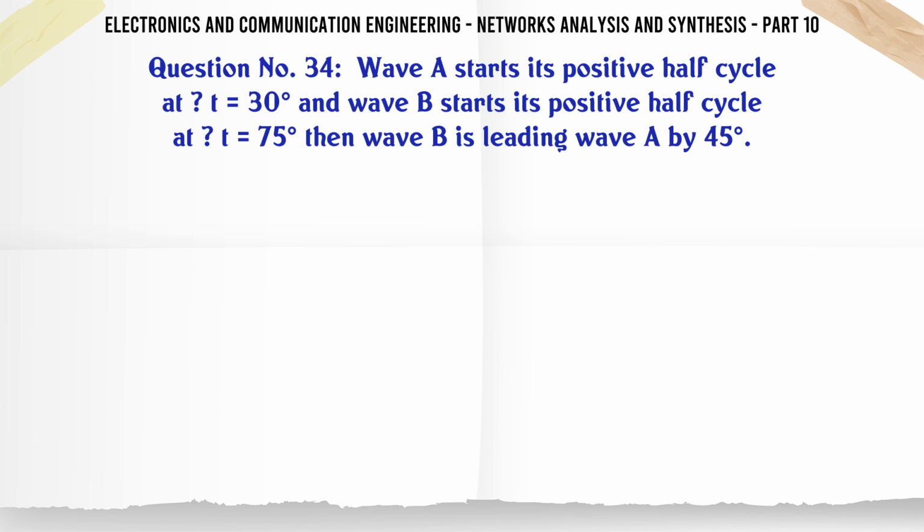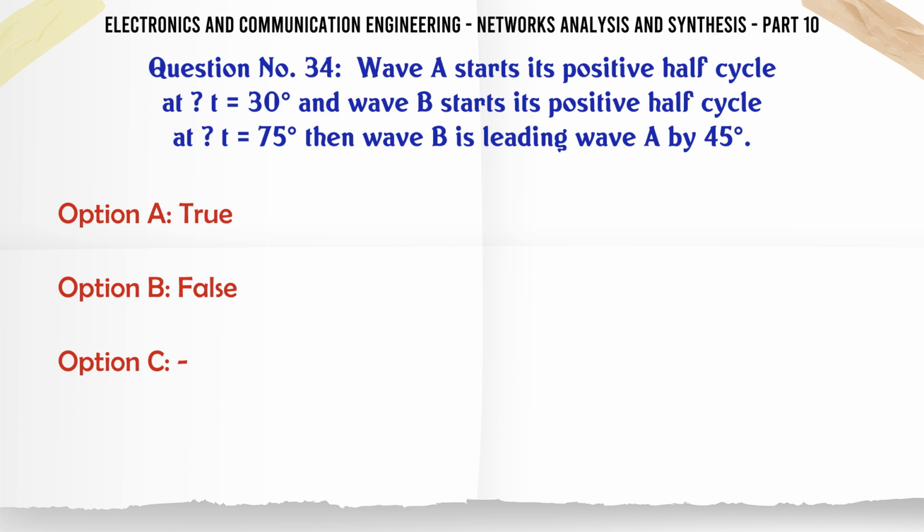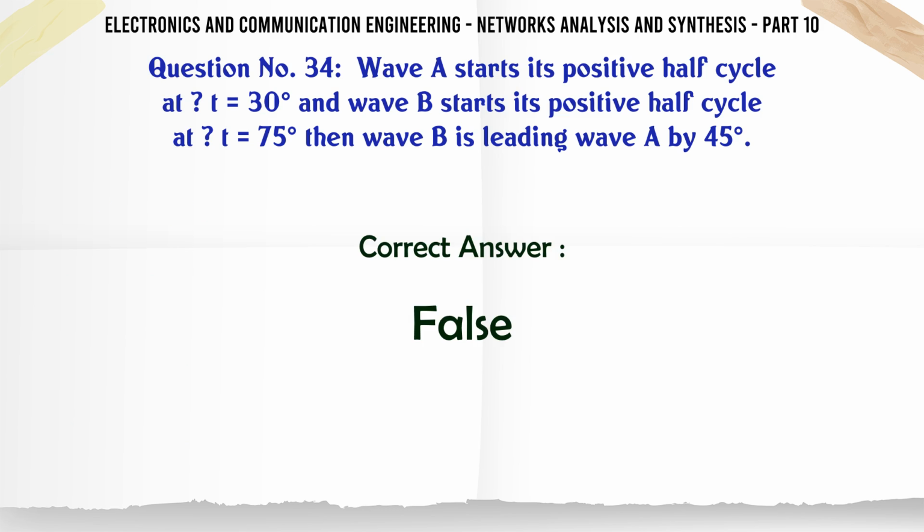Wave A starts its positive half cycle at t = 30° and wave B starts its positive half cycle at t = 75°. Then wave B is leading wave A by 45°: A) true, B) false. The correct answer is false.